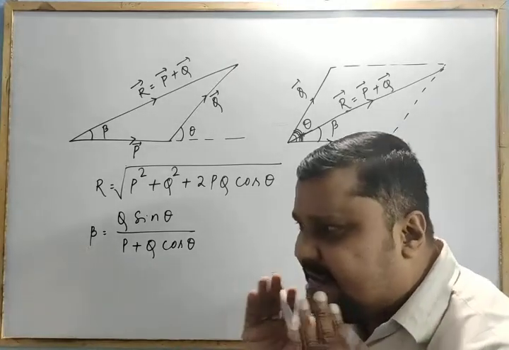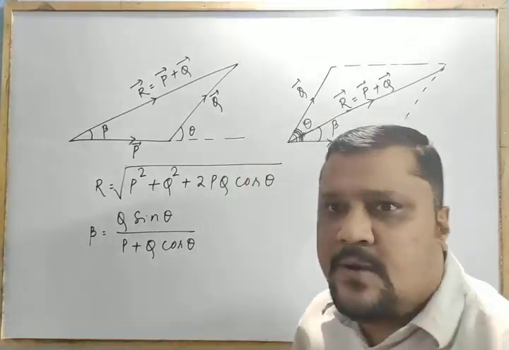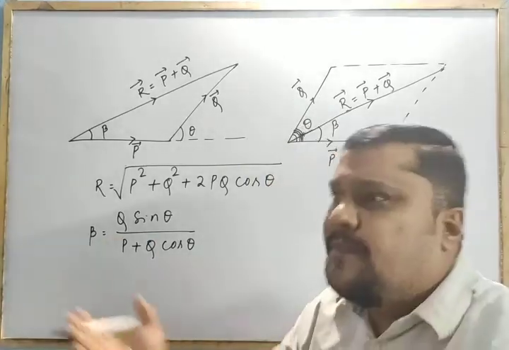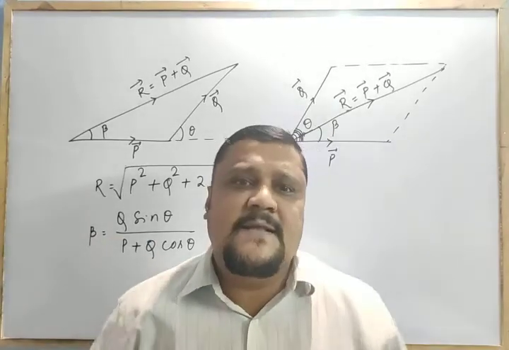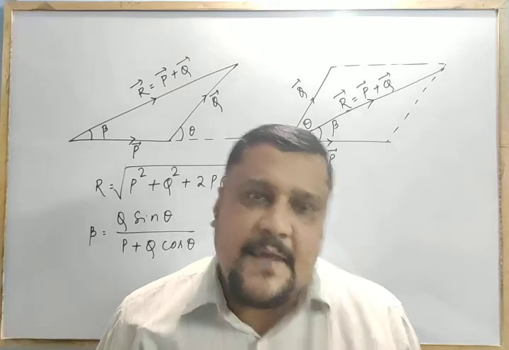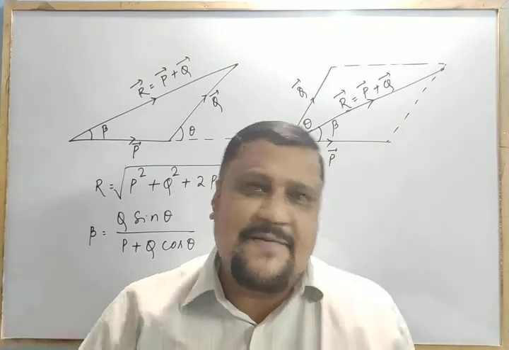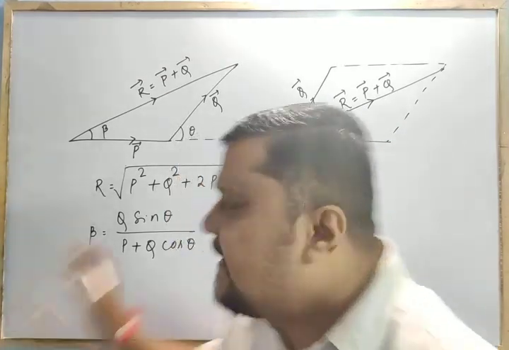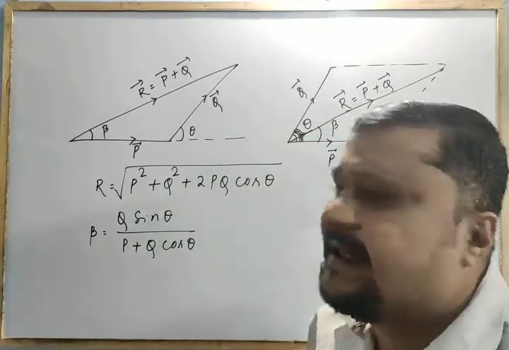If the two vectors are acting in the same direction, they are parallel, theta is equal to 0. If they are anti-parallel, in opposite directions, theta is 180. If they are perpendicular, what will be the resultant? We have different cases, and we got the relations for different cases.